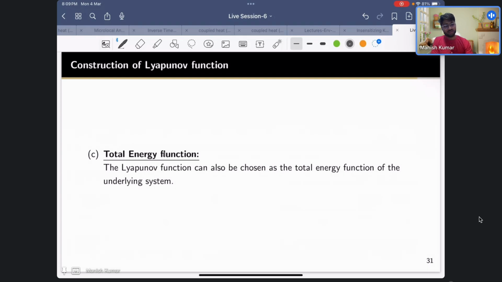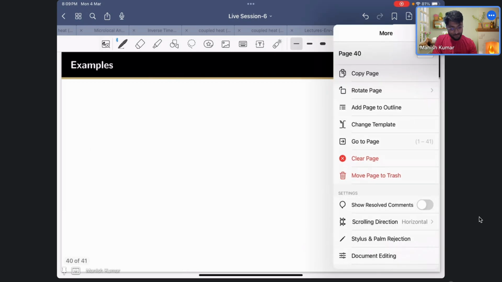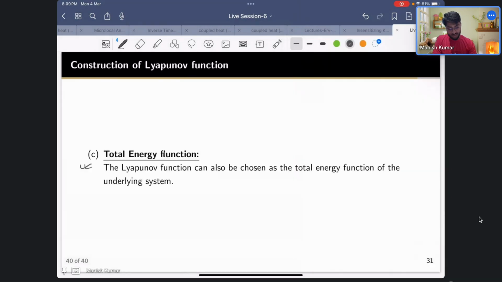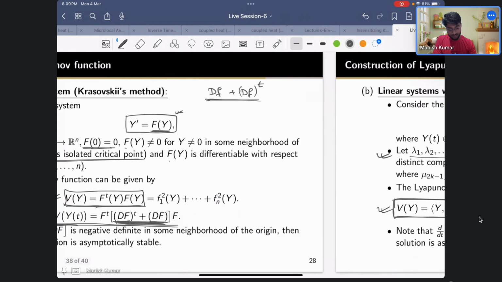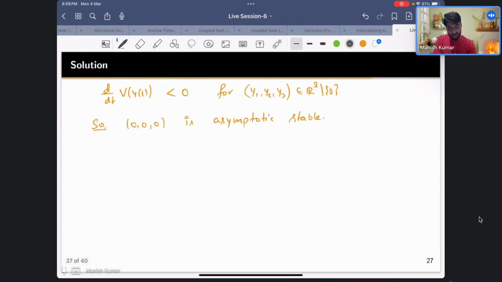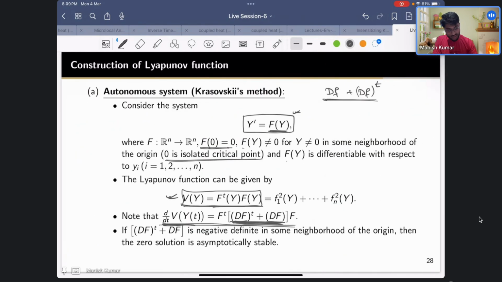Then there is another choice, which is what we generally choose: just consider the energy function of the underlying system. This is what we have done in the earlier examples. Do you have any doubts? This was it for today, so if you have questions you can ask. And for the previous examples, wherever I talked about asymptotic stability, you just check this condition, just to be comfortable with this. You can say that the matrix you compute in the previous cases will turn out to be negative definite.